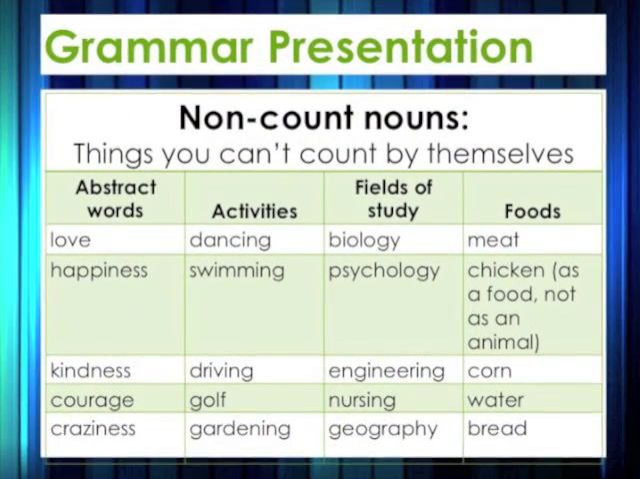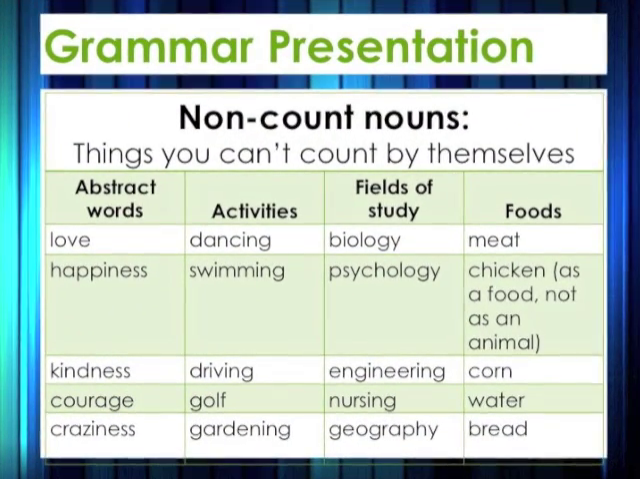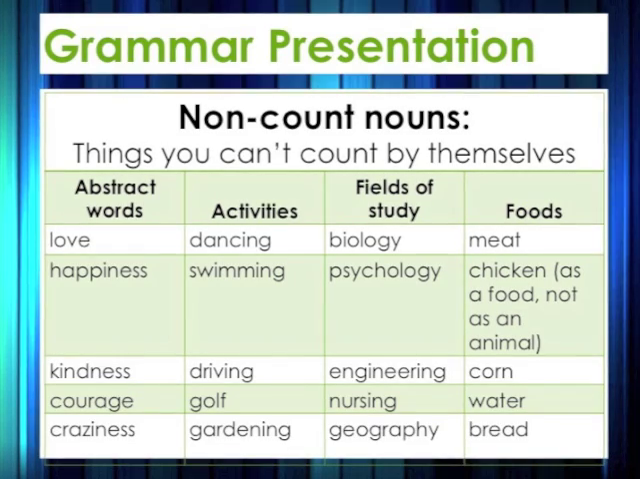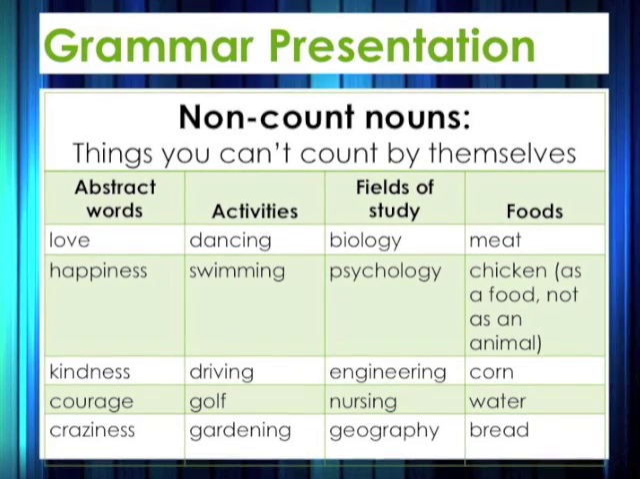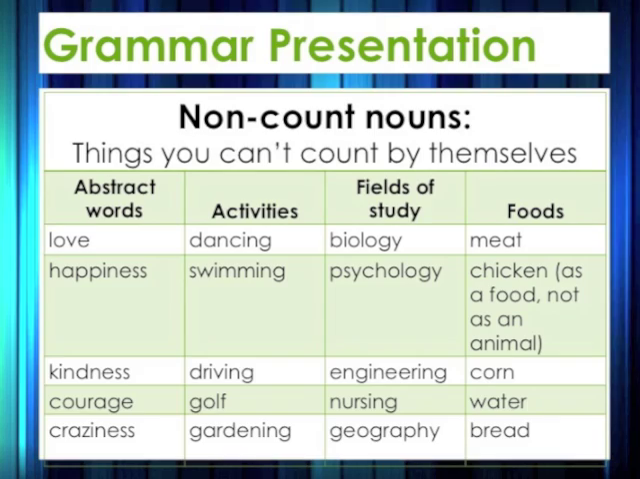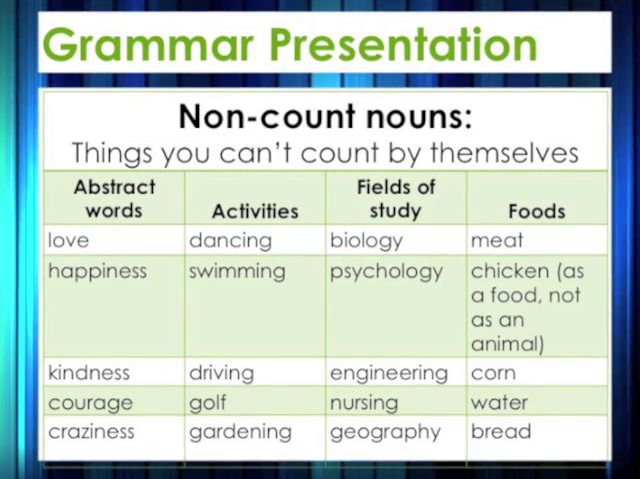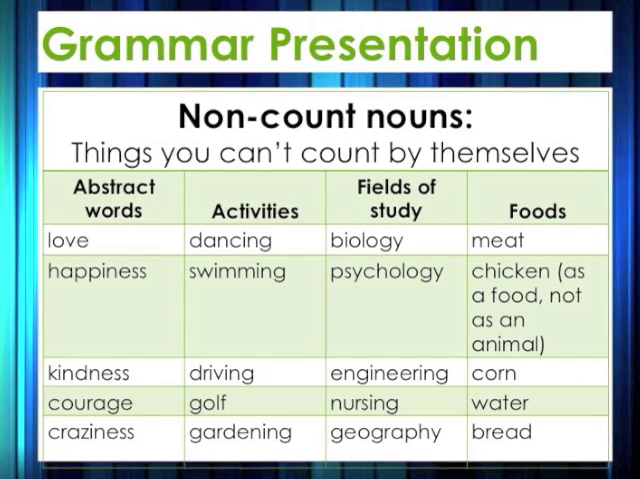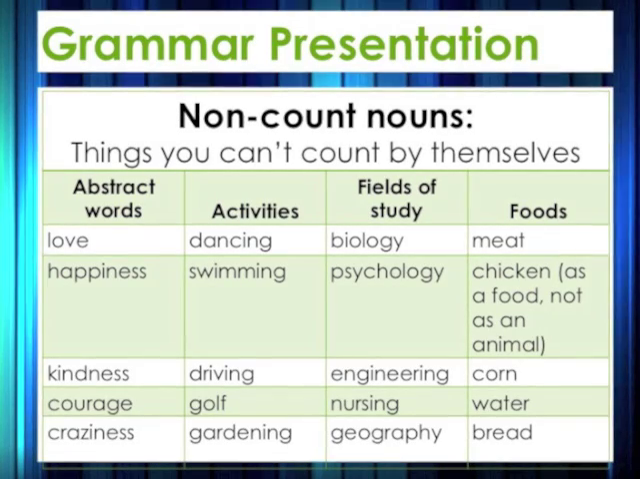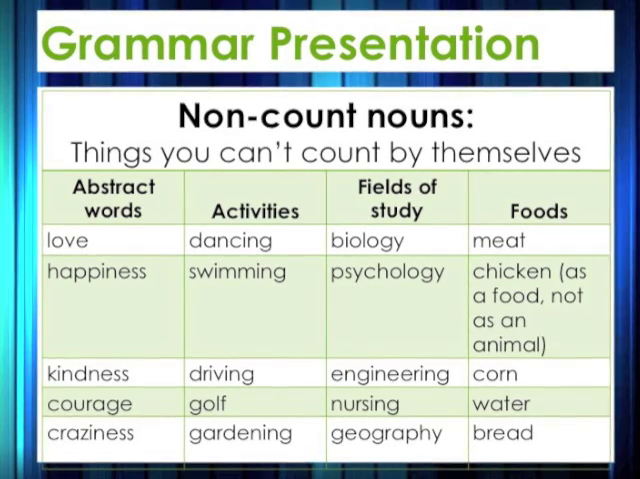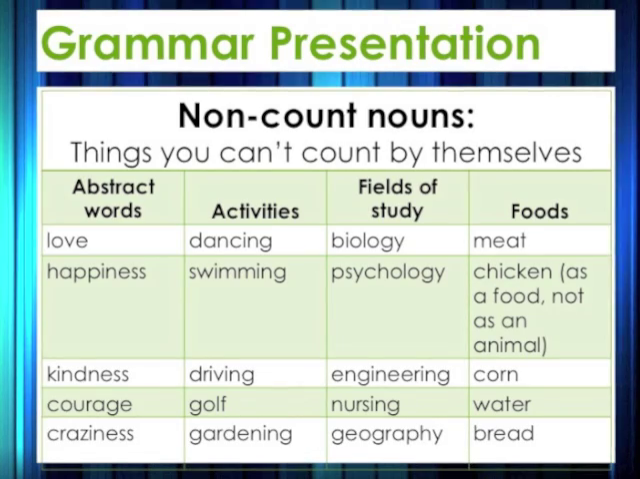Okay, so if you look here, I have a chart that describes the different categories for non-count nouns. So most of them fit into these types of categories. Abstract words like love or happiness, activities like dancing or swimming, fields of study like biology or psychology, and food.